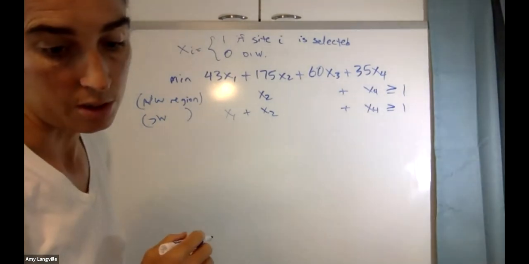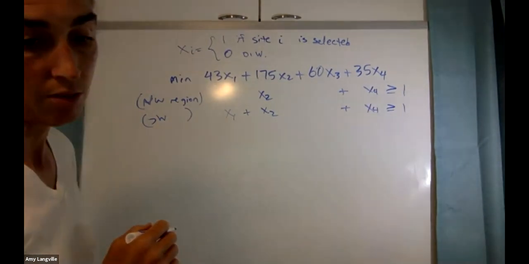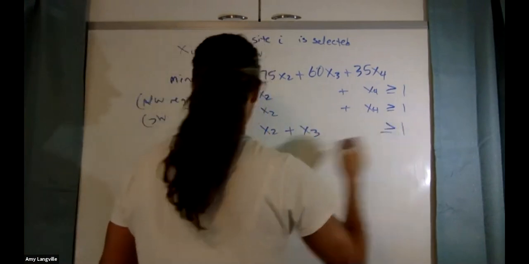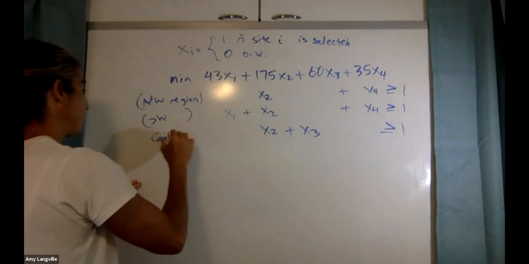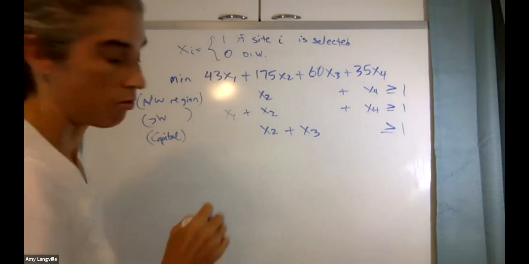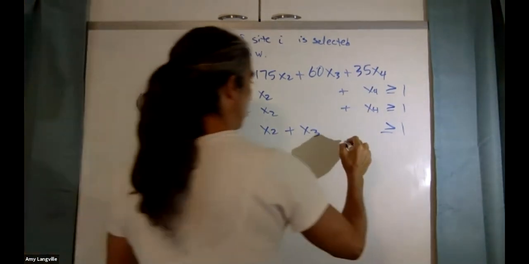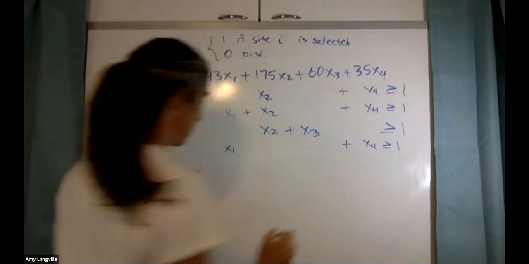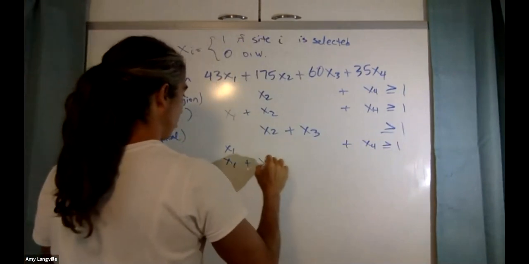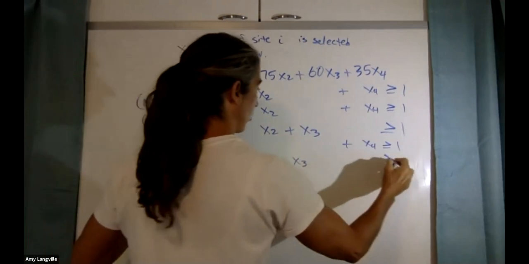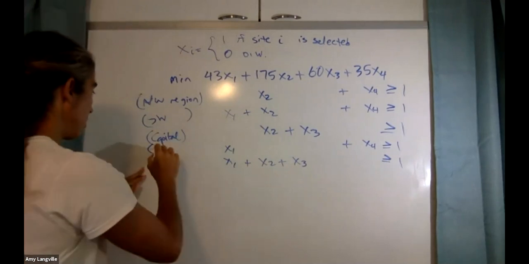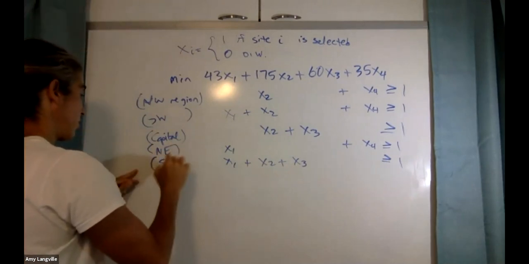Let's see, the next one was the capital, and that was only covered by x2 and x3, site 2 and site 3. At least one of those must be turned on to cover the capital. The Northeast region, 1 and 4. And x1 plus x2 plus x3 greater than or equal to 1 covers the last region, so Northeast and Southeast.